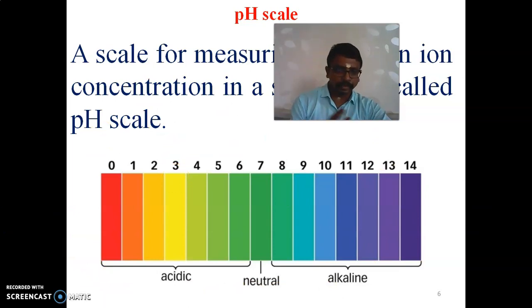If it is less than 7, it is acidic. 7 is neutral. And greater than 7 is basic in nature.